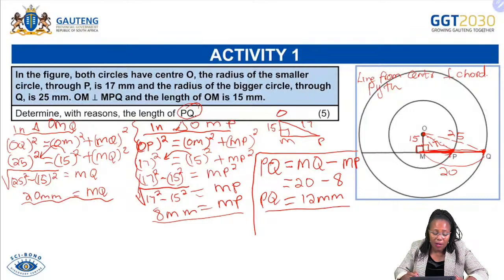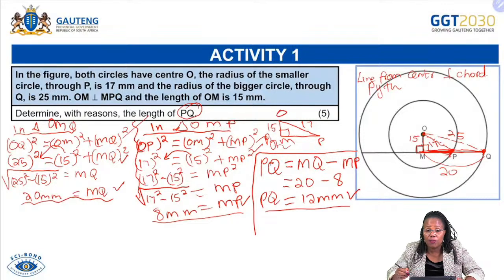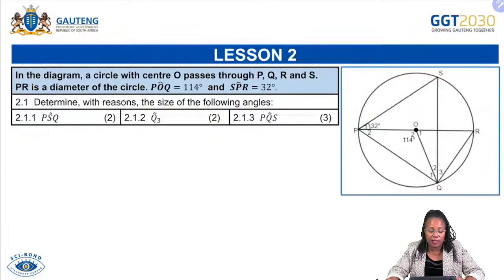Okay. And the mark allocation will go: substitution and the answer, substitution and the answer, and your answer there. You must give the reason that you are using Pythagoras theorem. Do not forget that, grade 12. Every time you use Pythagoras, indicate the reason.